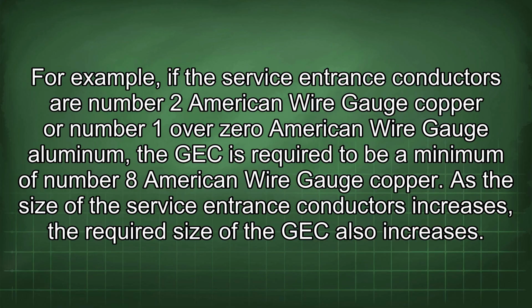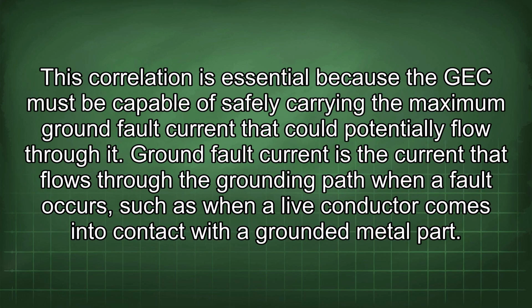As the size of the service entrance conductors increases, the required size of the GEC also increases. This correlation is essential because the GEC must be capable of safely carrying the maximum ground fault current that could potentially flow through it. Ground fault current is the current that flows through the grounding path when a fault occurs, such as when a live conductor comes into contact with a grounded metal part.